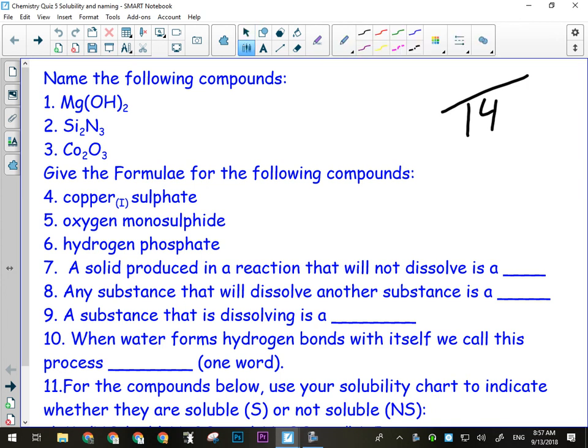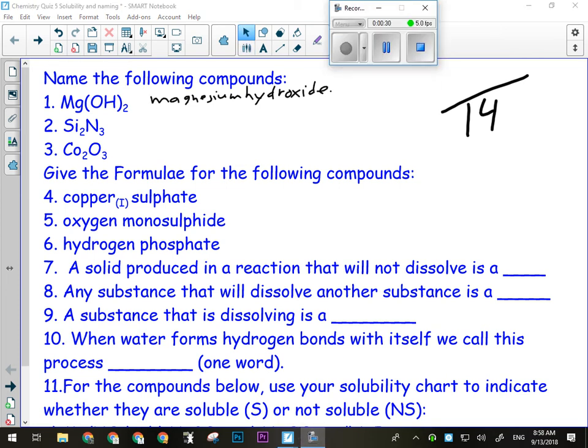So for question number 1, we have an ionic compound containing magnesium and hydroxide. So this will simply be magnesium hydroxide. No capital letters. Okay, hang on.